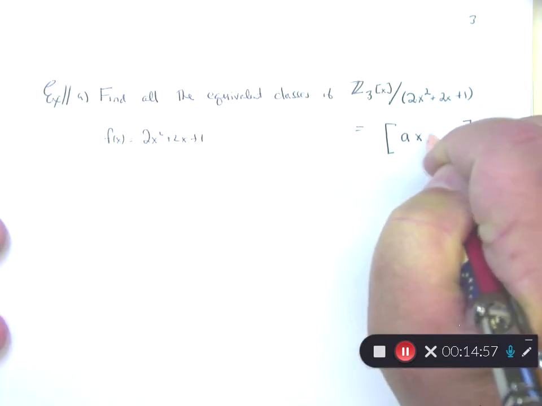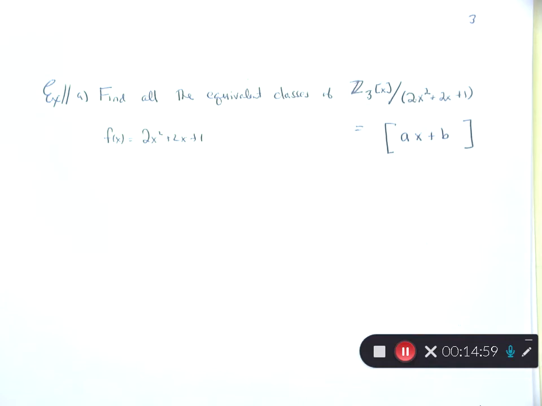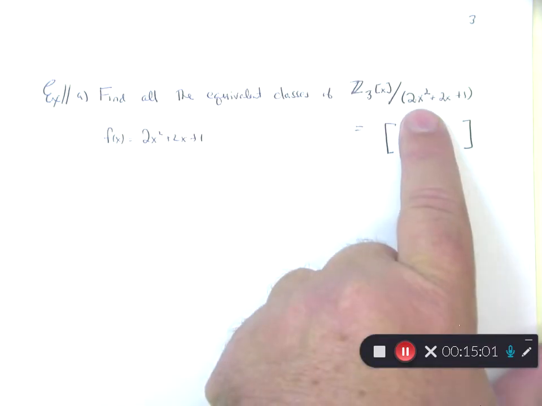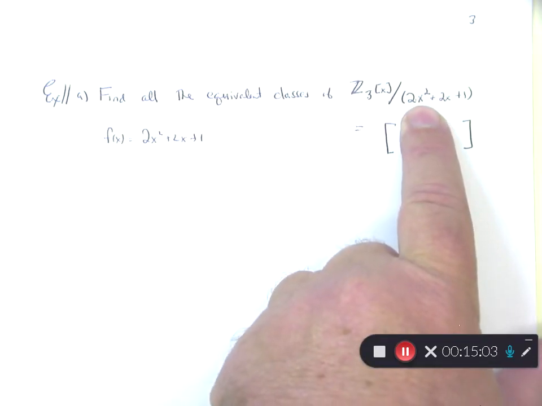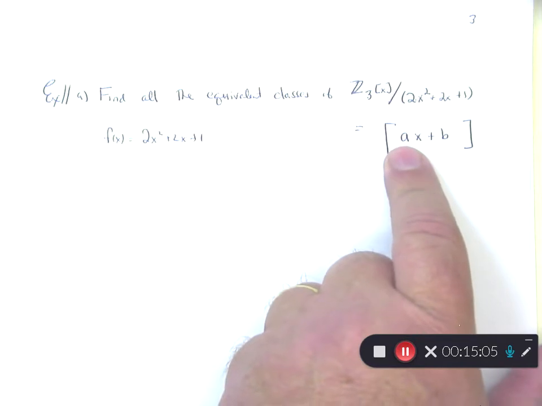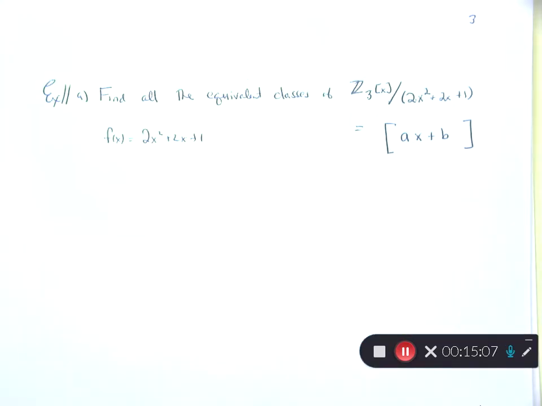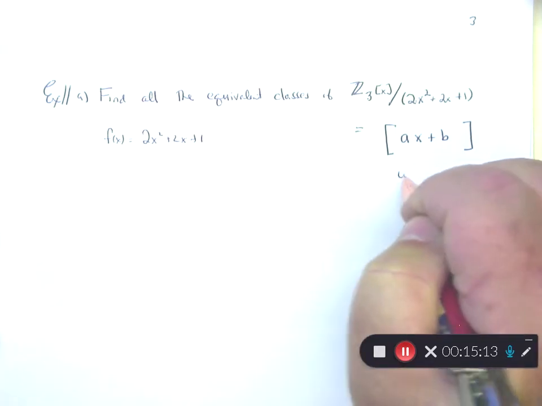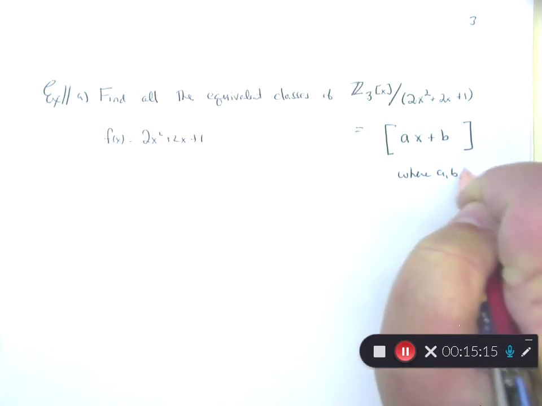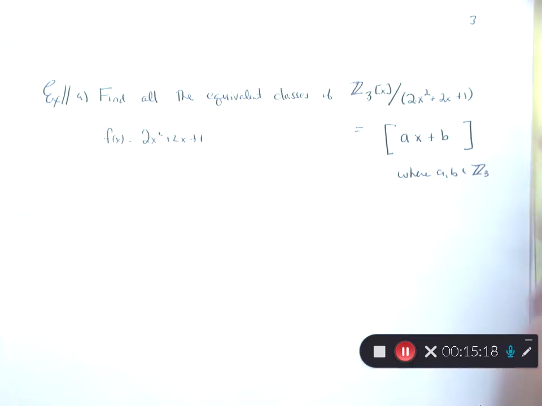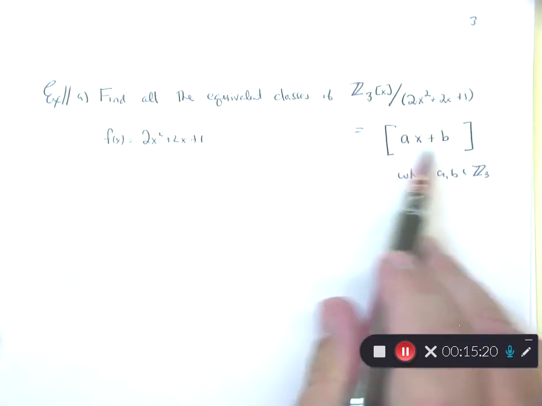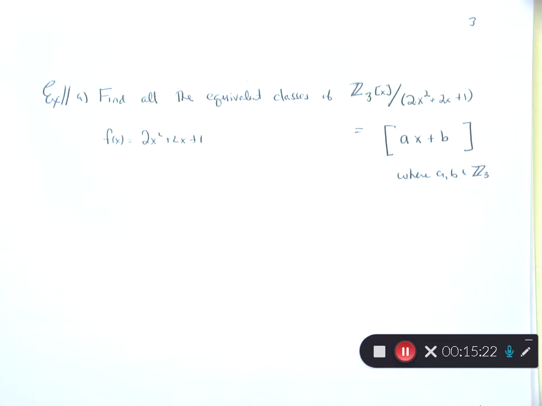The famous ax plus b. So if you're modding out by a cubic polynomial, x cubed, then this would have been ax squared plus bx plus c. It would look quadratic. It's always one degree less. So where you've got ax plus b as equivalence classes, where a and b are elements of Z3, I have 3 choices for a and 3 choices for b. Grand total, there are 9 equivalence classes, 3 times 3.